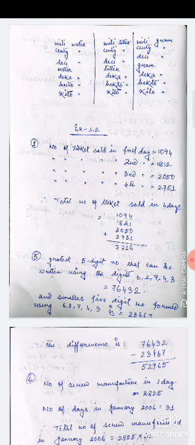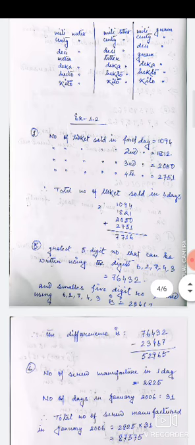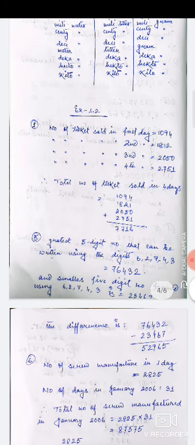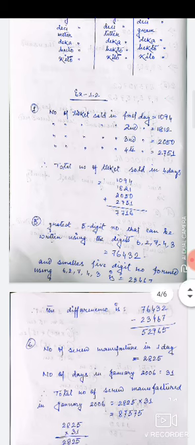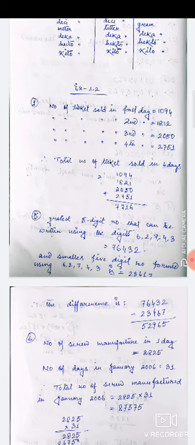Number of tickets sold on the first day 1094, on the second day 1821, on the third day 2050, and on the fourth day 2751. Now for the total number of tickets sold in 4 days, we add all the numbers of tickets sold in 4 days. So 1094, 1821, 2050, 2751. Add this, we get 7716.